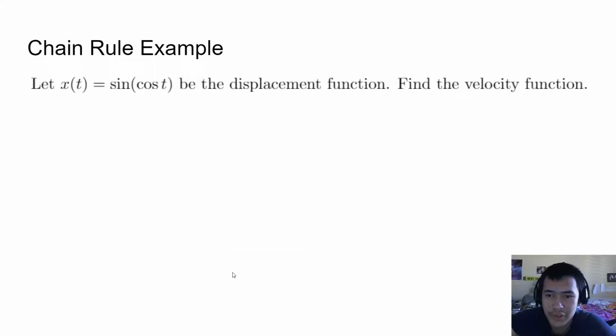Now we're going to look at a few chain rule examples, because as I said earlier it's probably the weirdest one. So here, find the velocity function given the displacement function sine of cosine of t. I'll give you a moment to pause and try it for yourself using the chain rule.